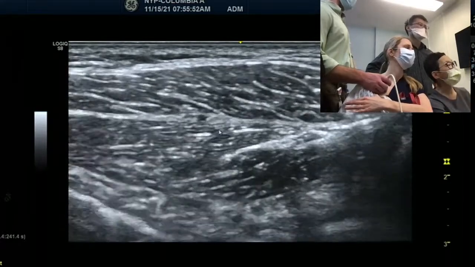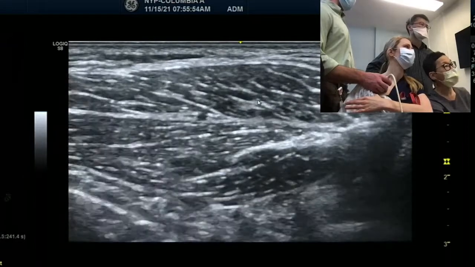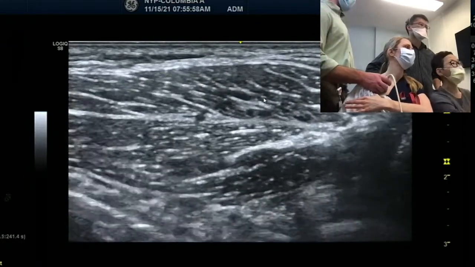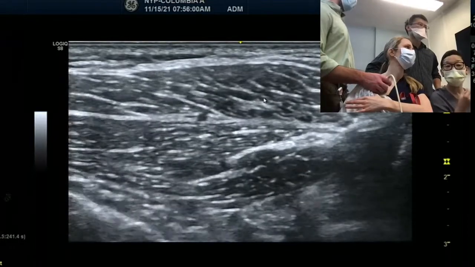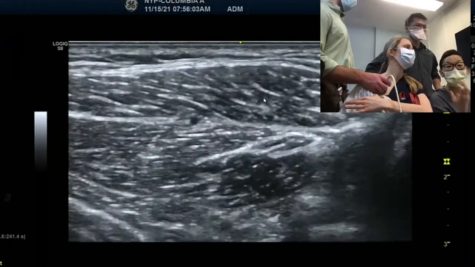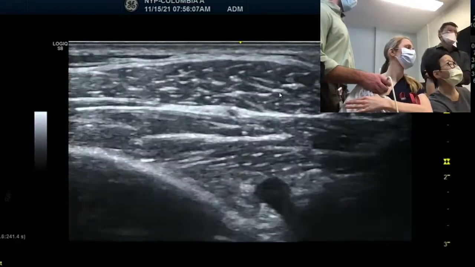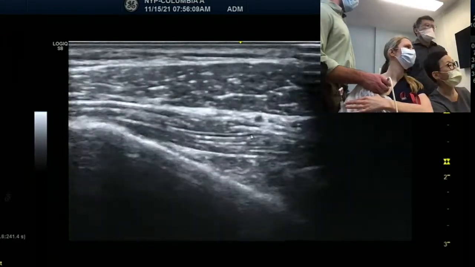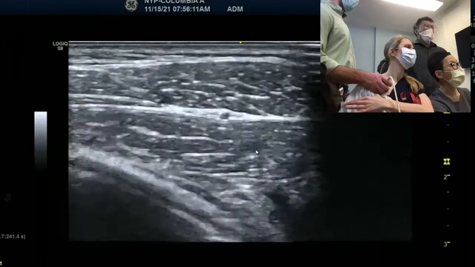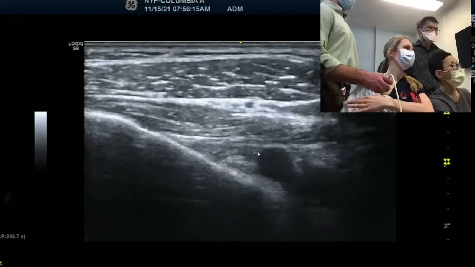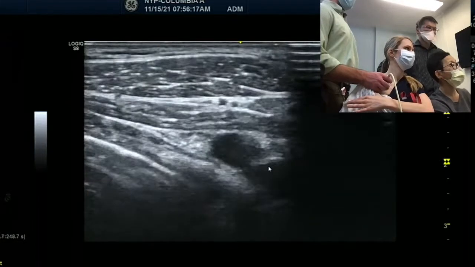And then pec major and minor, you get the pattern of the muscle. It's opposite. One goes in this direction, the other one goes the transverse way. So you should be able to identify the right muscle by identifying the pattern of the muscle. Now look, the lateral pectoral nerve is moving, and then he's going to find the axillary artery. Coming back here. Yeah, axillary artery.